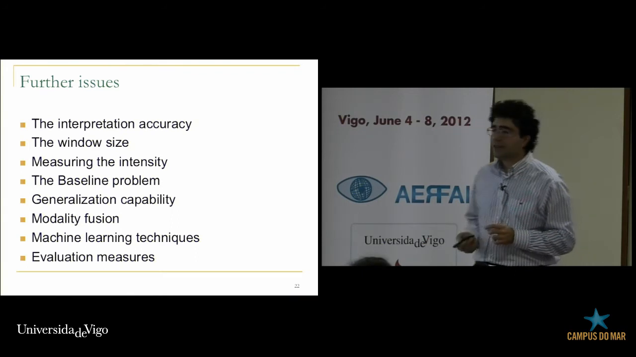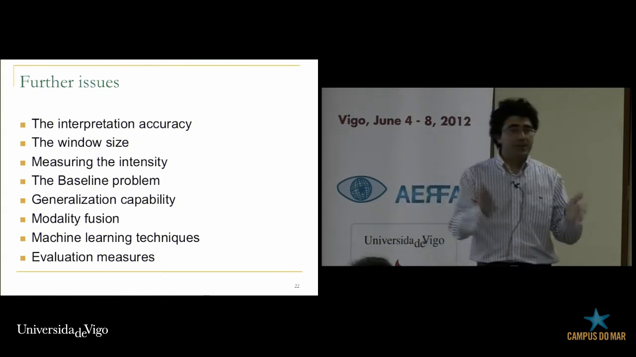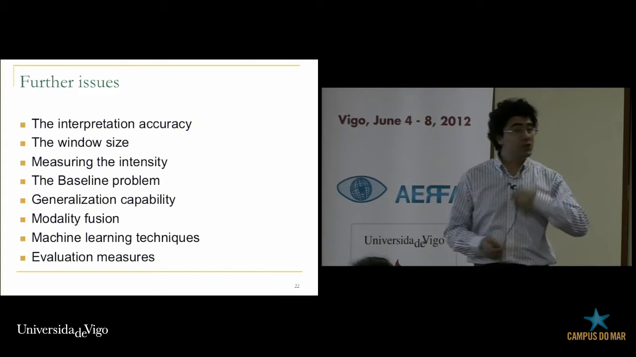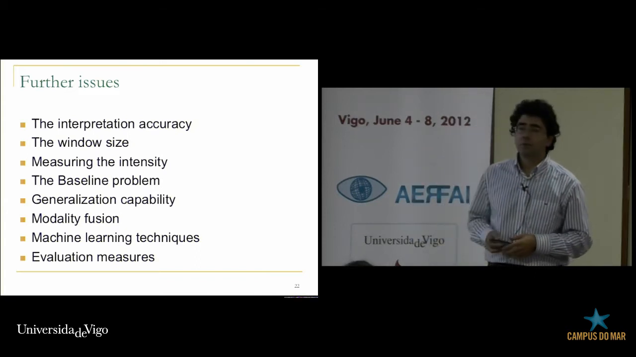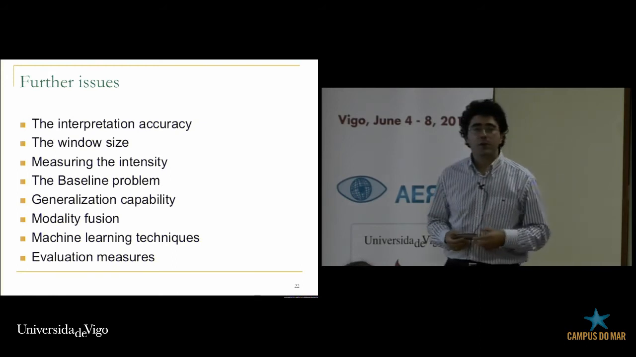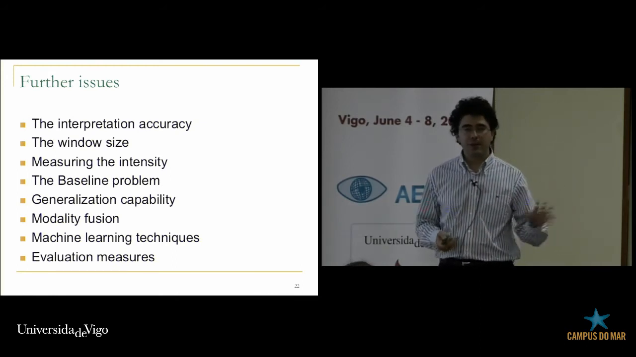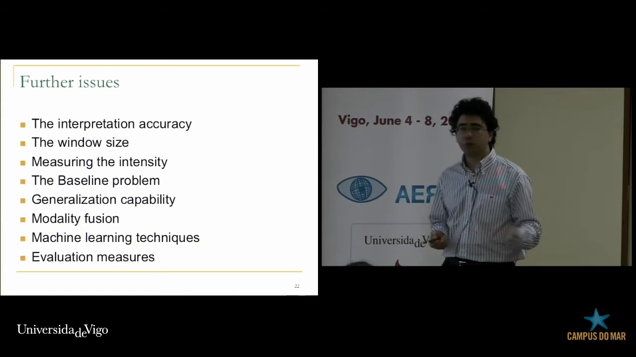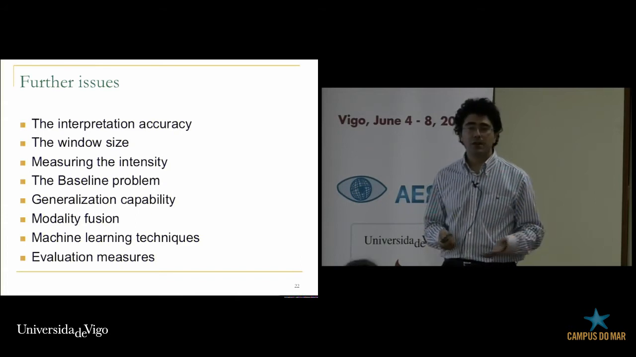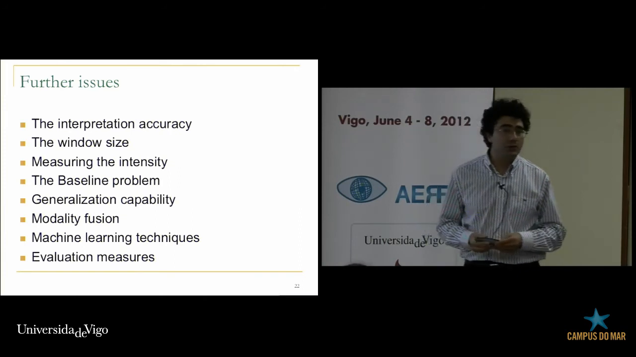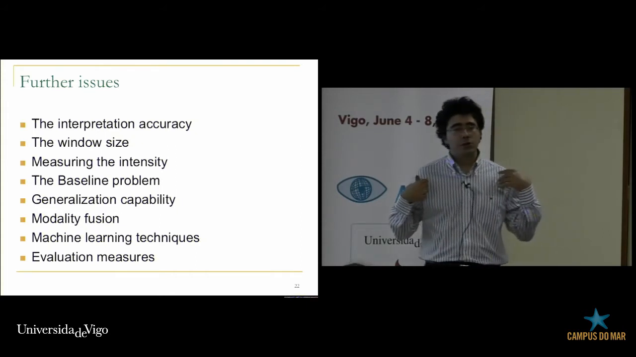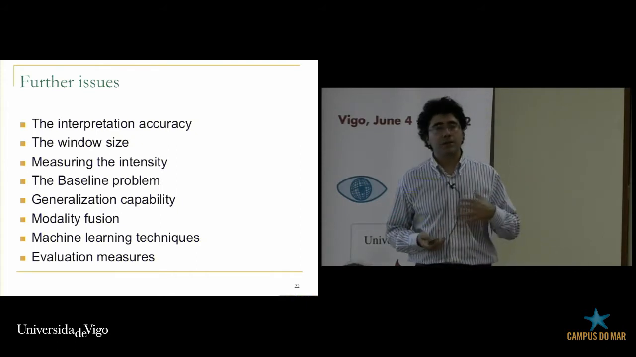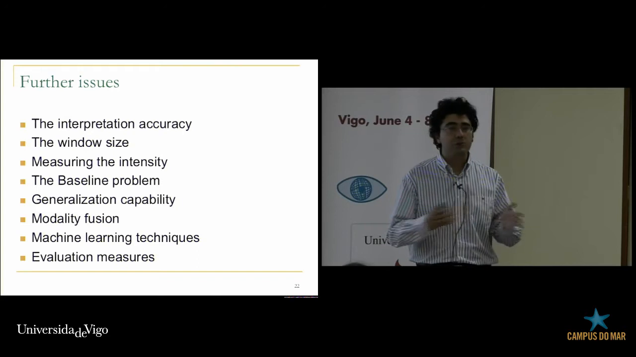Generalization capabilities: we work with limited databases. How can we generalize beyond these databases? Modality fusion means if I give you voice or sound next to the image or video, would you be able to use it, for instance? If you're detecting happiness, wouldn't audio be very useful? There are also other cues that can help you, shoulder movements, for instance, can also help a lot in distinguishing emotional expressions.